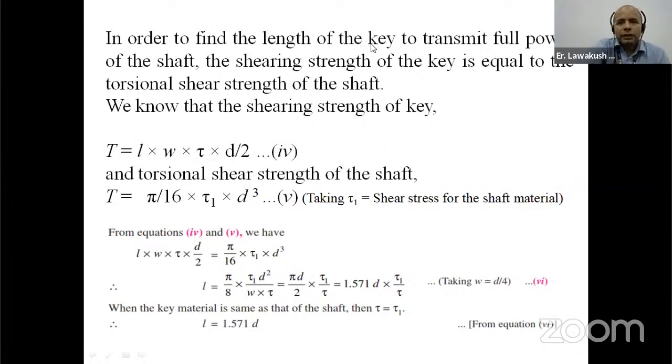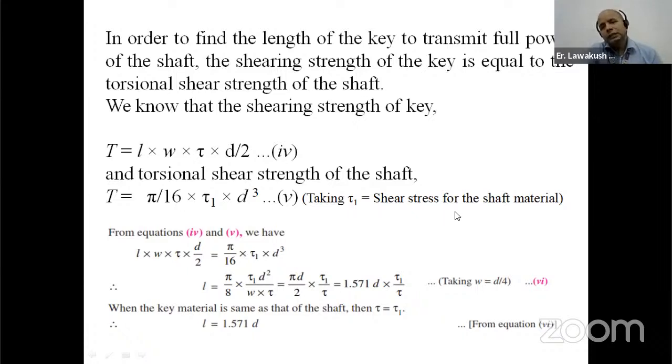In order to find the length of the key to transmit full power on the shaft, the shearing strength of the key is equal to the torsional shear strength of the shaft. We know that the shearing strength of the key, denoted by capital T, equal to l into w into tau into d by 2. Let it be equation number 4. And the torsional shear strength of the shaft, denoted by capital T, equal to pi by 16 into tau 1 into d cube. Let it be equation number 5.